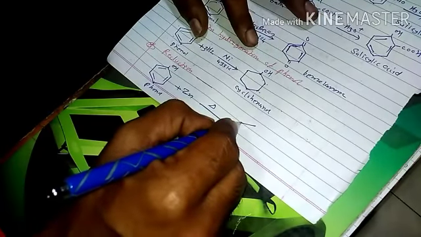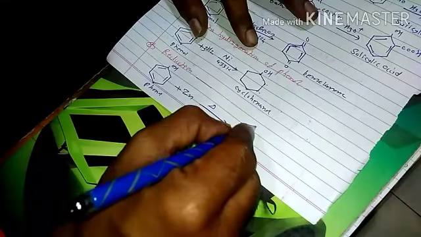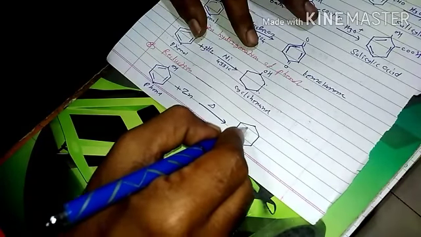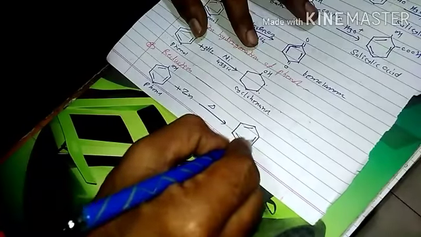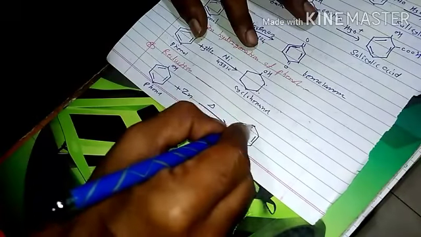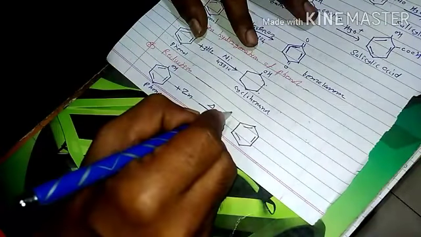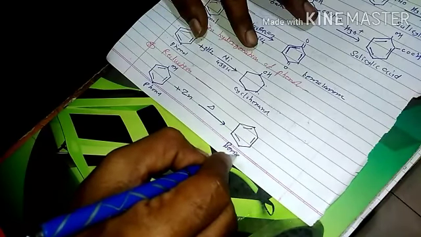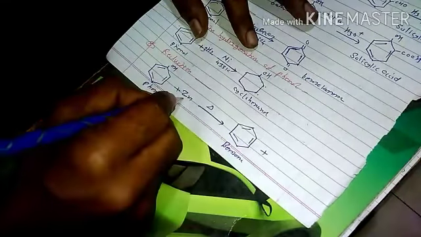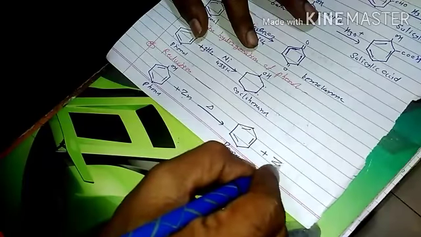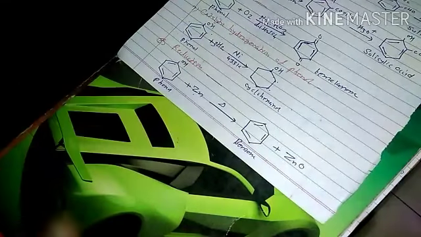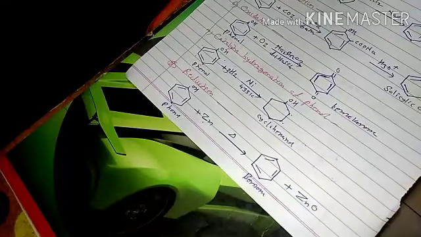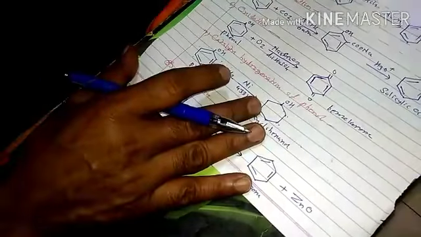Then reduction takes place. Now you know reduction means what here? Addition of hydrogen or removal of oxygen. So this oxygen is removed. Means what? There is only H here. So it is C6H6. It is benzene. And plus here, this Zn and the replaced O gives ZnO as a byproduct. So these are the 8 electrophilic substitution reactions of phenol.